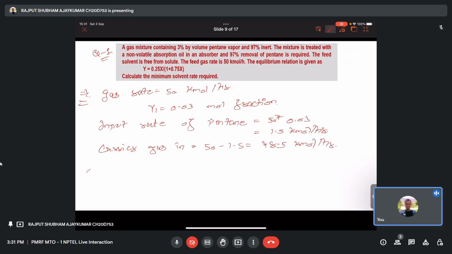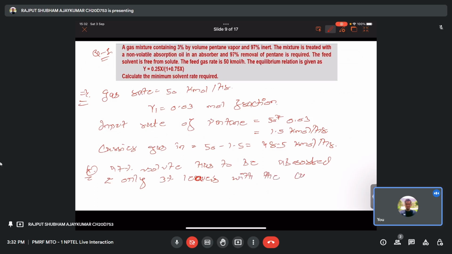So we have given that 97% of the solute has to be absorbed and only 3% remains in the carrier gas.